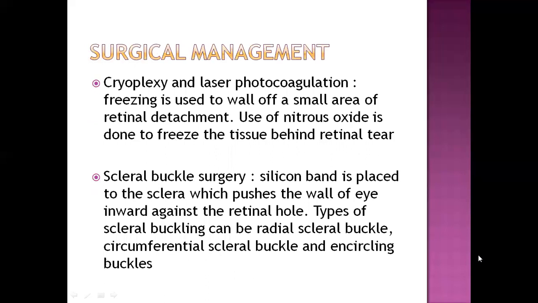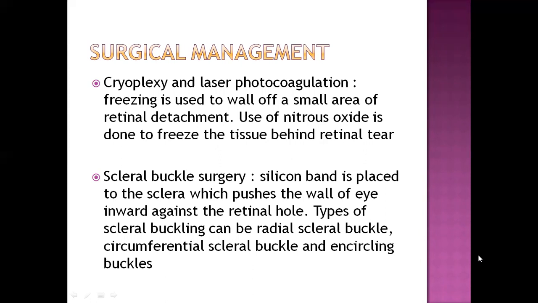Now is surgical management. Surgically, we can repair the tissue by cryopexy and laser photocoagulation. In cryopexy and laser photocoagulation, freezing is used to wall off a small area of retinal detachment. To freeze, nitrous oxide is used, and the freezing is done to the tissue behind the retinal tear.